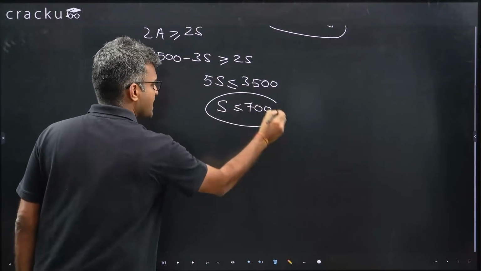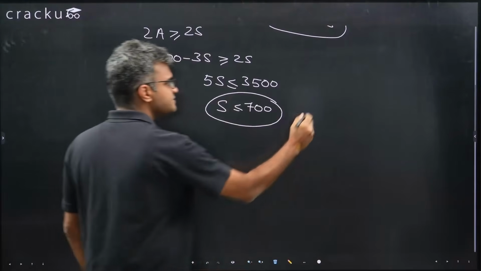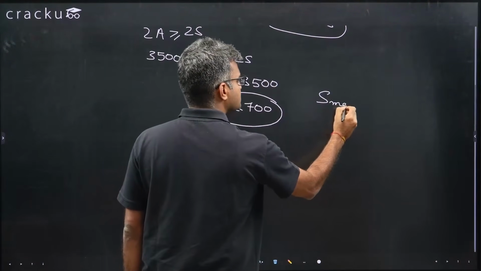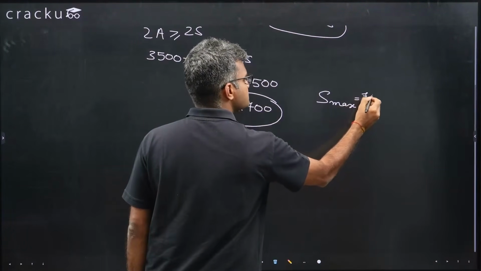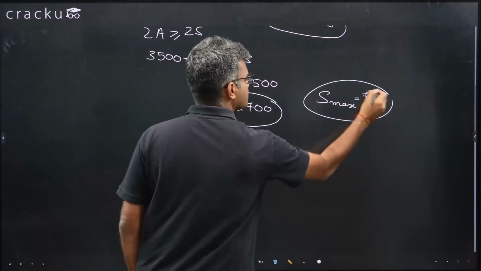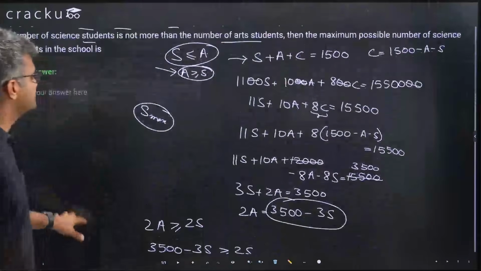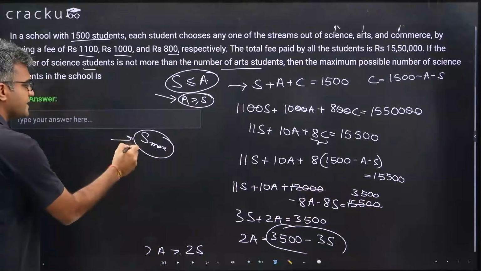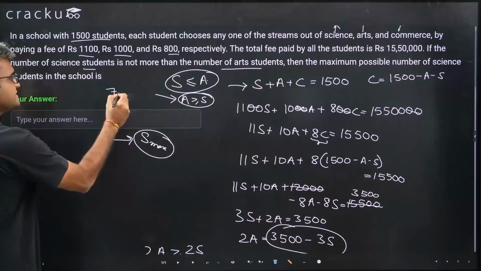So what is the maximum value of S? The maximum value of S will be equal to 700. So the answer for this particular question, because we are calculating the maximum value of S, will be 700.